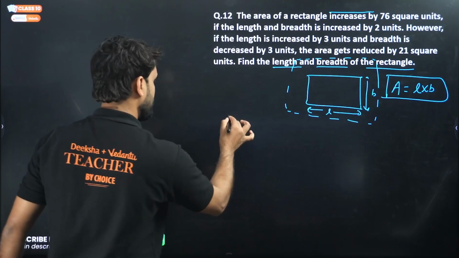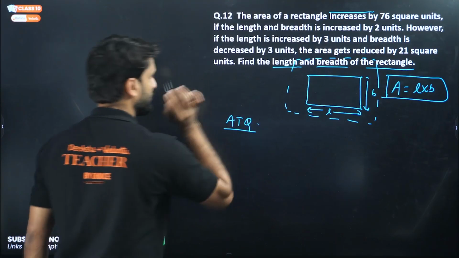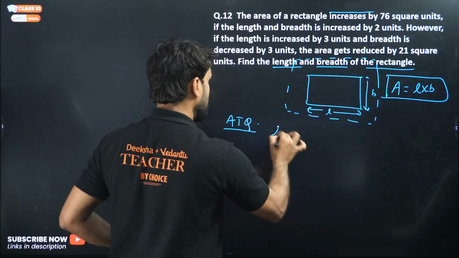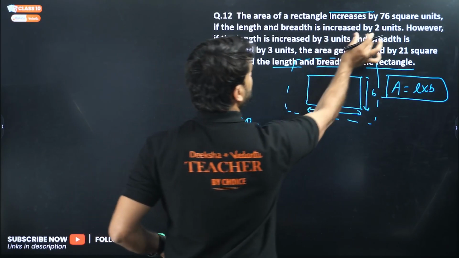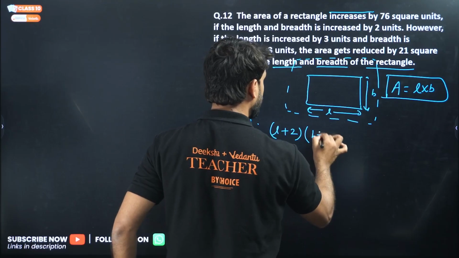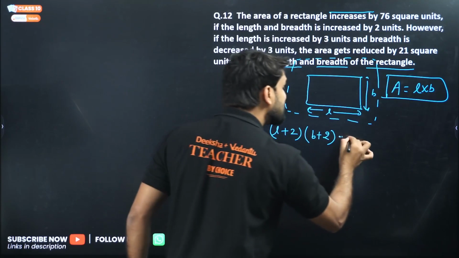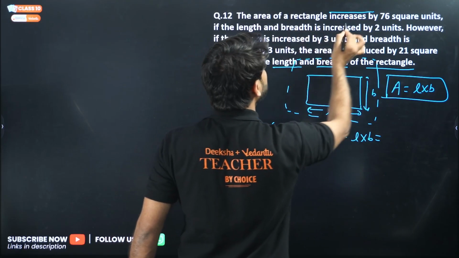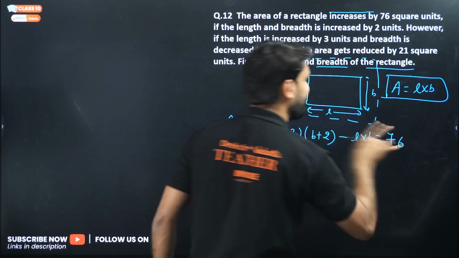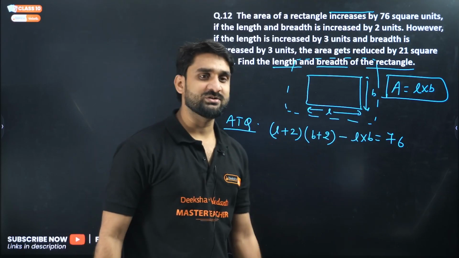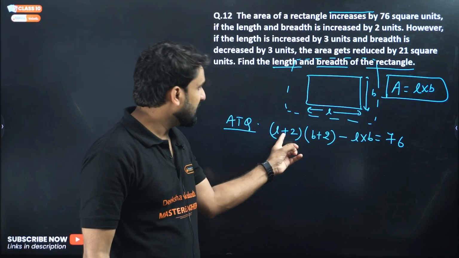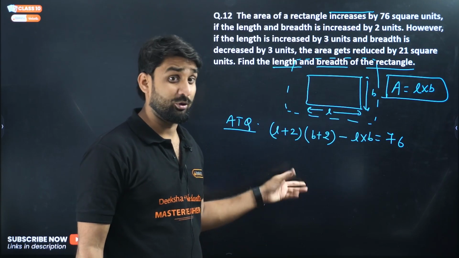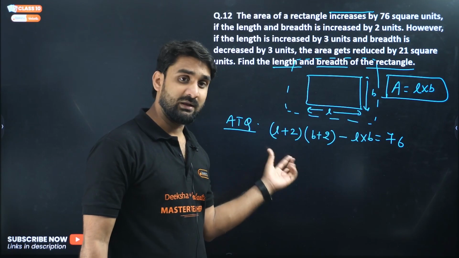So according to the question, what will be the condition? The new area will be what? The new area, length is increased by 2, okay, and breadth is increased by 2, B plus 2. The new area minus original area, and this will be the difference because the area of the rectangle increases by 76. So this is basically the difference. The new area minus original area. So length into breadth, but the length is increased by 2 and breadth is increased by 2. The area is the product of length and breadth, so I am writing 2 brackets in the form of a product.